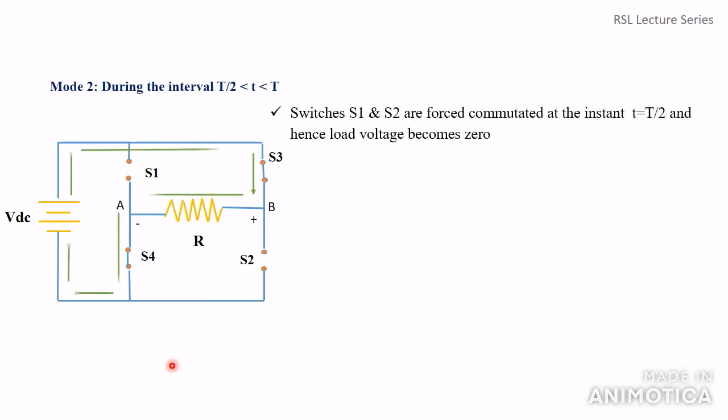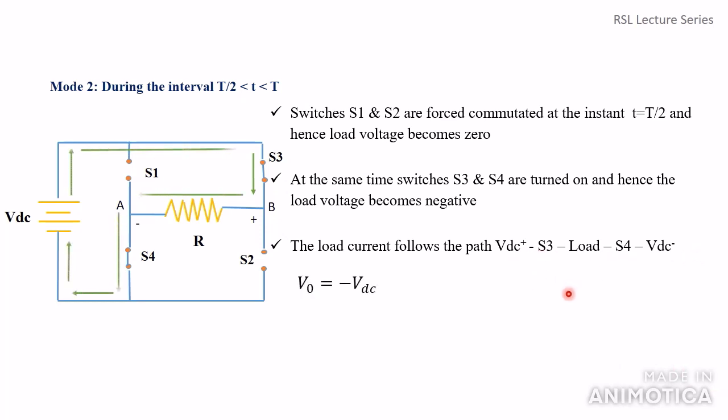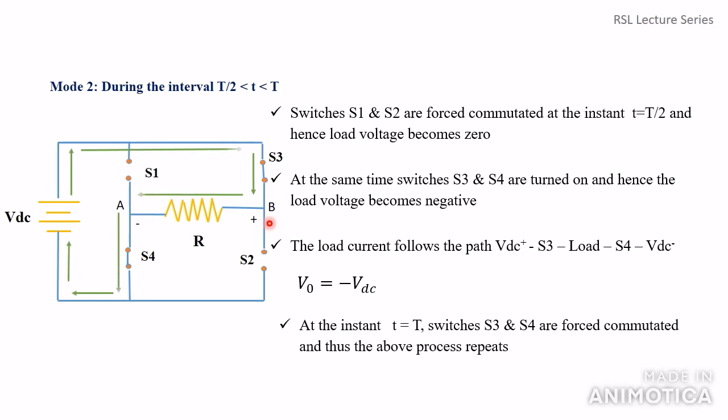So this is what we have discussed. At t equal to T by 2, S1 and S2 are force commutated, and S3 and S4 are turned on. So the current will start flowing through the circuit. This will continue till t is equal to capital T. At that instant, t equal to capital T, these two switches S3 and S4 are force commutated, and again S1 and S2 will be turned on and the process will get repeated.